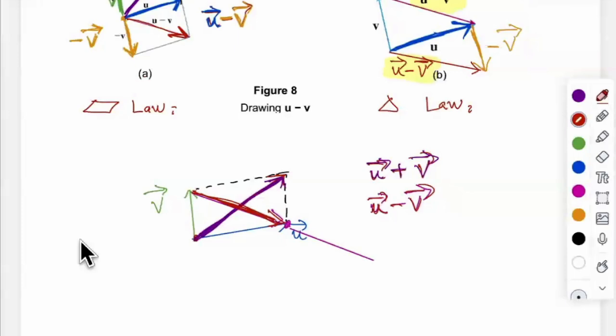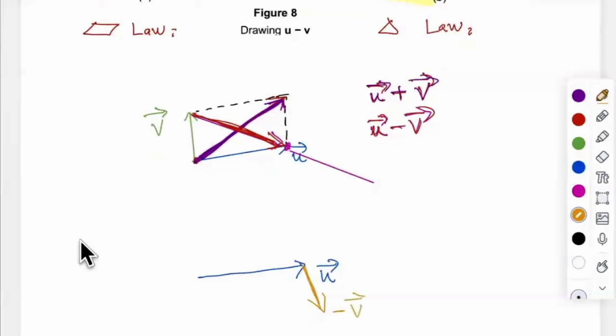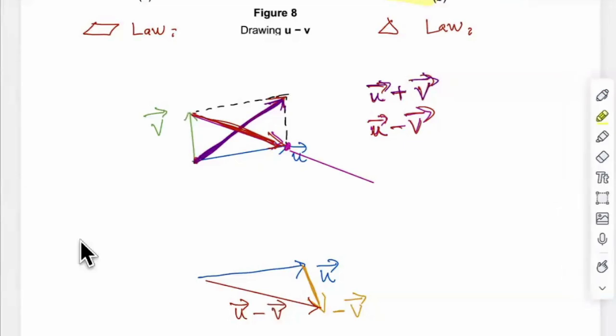Okay, let's do it. So you have u right here, and the opposite of v. That will be going this way, right? This is the opposite of v. Do you agree? Yes. Then the result here will be this way, right? So this will be u minus v. But they are the same, equivalent. Why? You see this? This is the same.